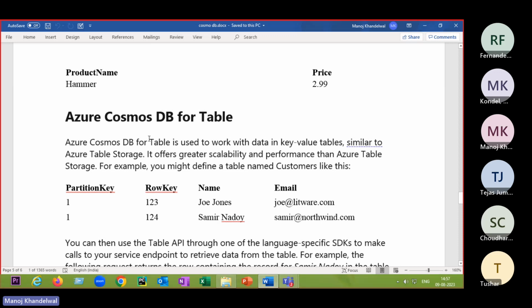So Azure Cosmos DB for table is used to work with data in key value tables, similar to Azure Table Storage. It offers greater scalability and performance than Azure Table Storage. So always see, Cosmos DB is talking about scalability and performance. Scaling is always a very big challenge, so the cloud is solving the challenge for you. It does it very transparently. Call it transparently or with abstraction, it is doing that. Okay.